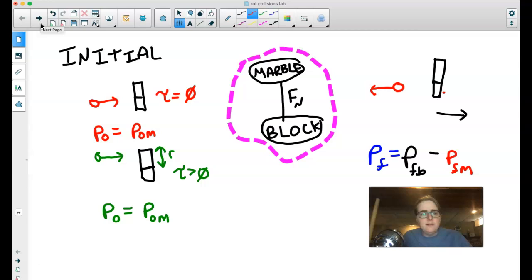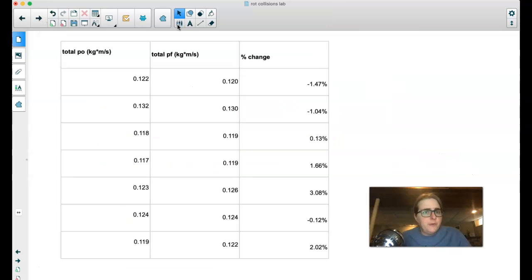And there's two ways I looked at this data. The first way I looked at my results was this table. I calculated the total momentum, so the momentum of the marble before the collision. I calculated the total momentum, so the block's momentum minus the marble's momentum after the collision. And then I calculated the percent change. So I did final minus initial over initial.